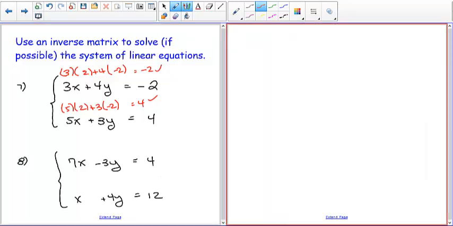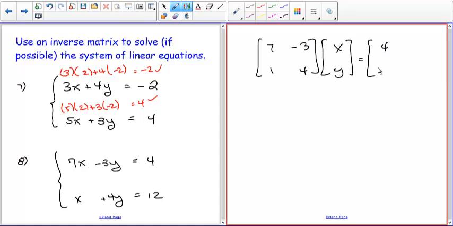So we're going to do the same thing for the next one. We'll do it both ways. The first thing you do is rewrite this in matrix form. So it's 7, negative 3, 1, 4, multiplied by x, y, and that equals 4, 12. The first way of doing it is to say that the inverse matrix A inverse; this is the A matrix, this is the X matrix, this is the B matrix.